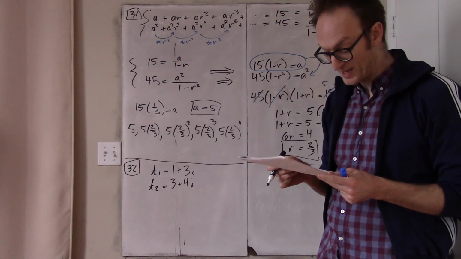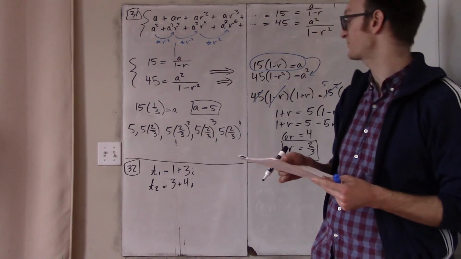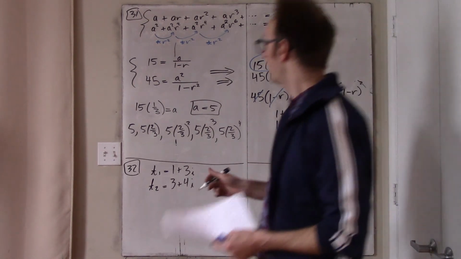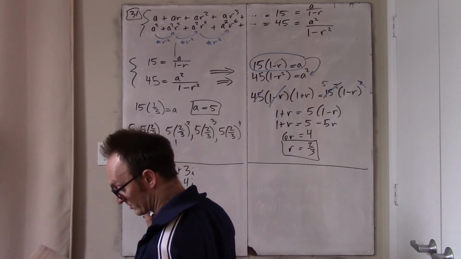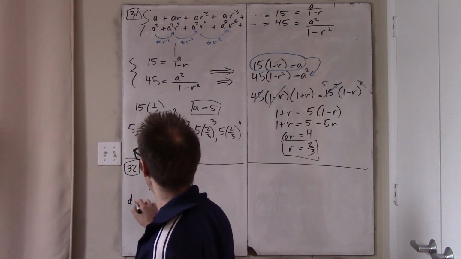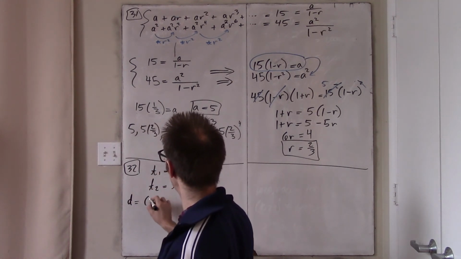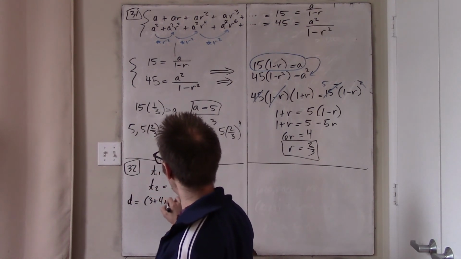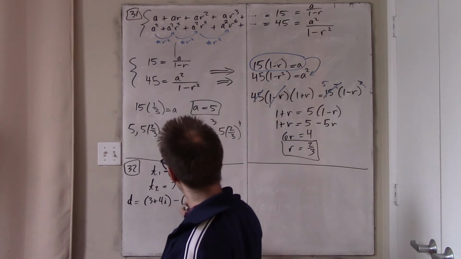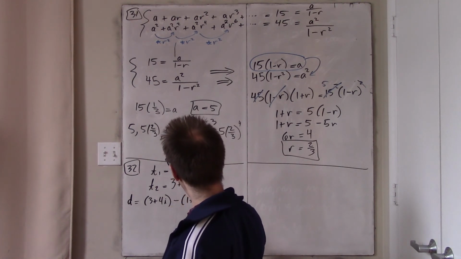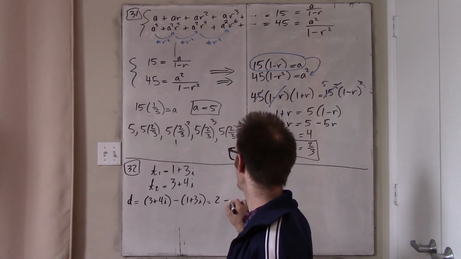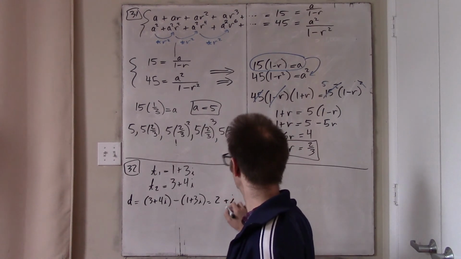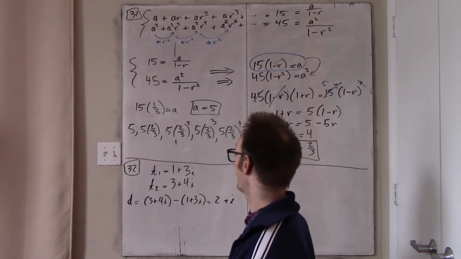Okay, find the next 3 terms of the sequence, find the 25th term, and find the sum of the first 25 terms. Okay, well, what did it say? Find the next, okay. Yeah, so what is the common difference? The common difference is just going to be 3 plus 4i minus 1 plus 3i. In other words, the common difference is 2 minus i. No, plus i. Yeah, great.